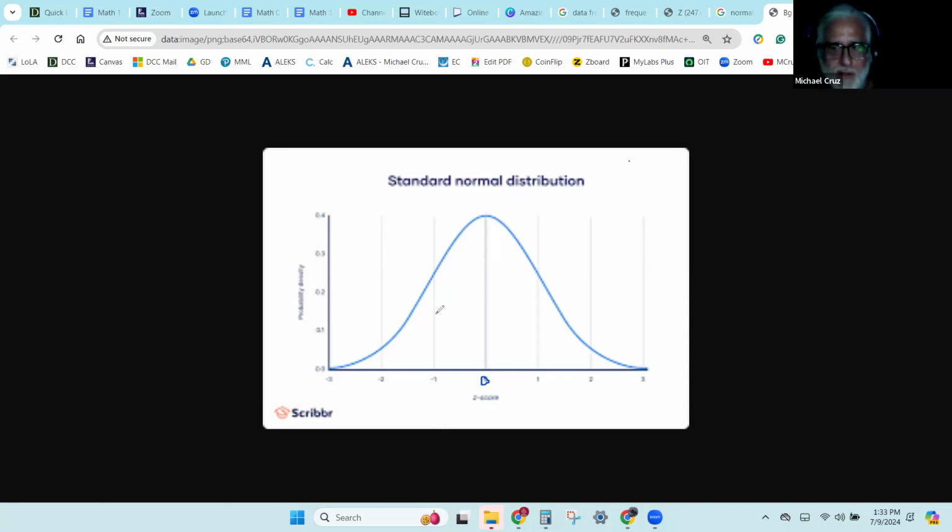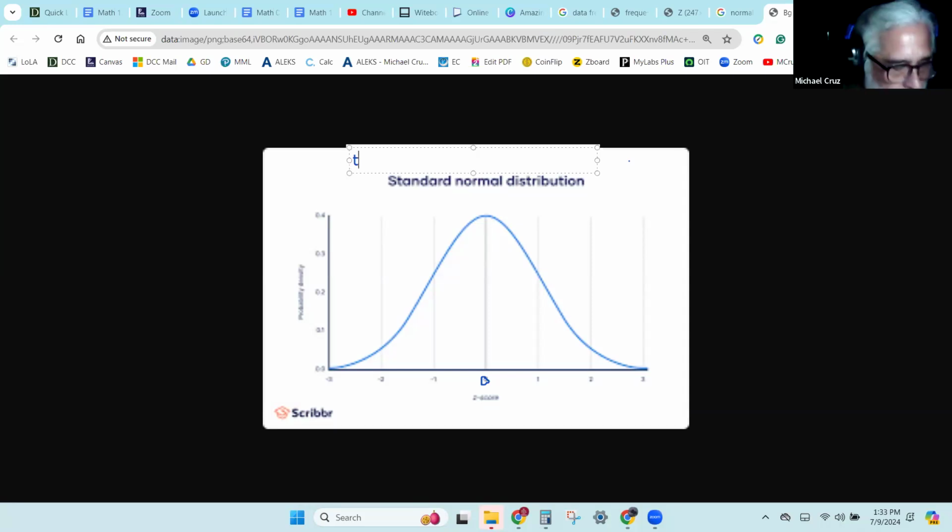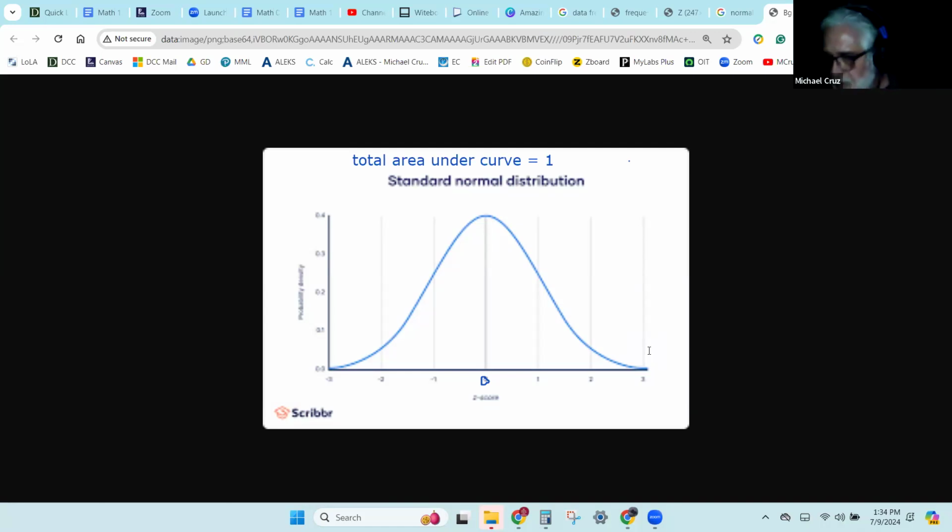That whole area underneath there is equal to 1. And that 1 is the probability that we just got finished with. A probability, the maximum that it can ever be, is 1. So everything underneath that curve adds up to 1. So we just want to find out probabilities using statistical calculations is all this is. All right, so that's probably enough. If you got any questions, let me know.